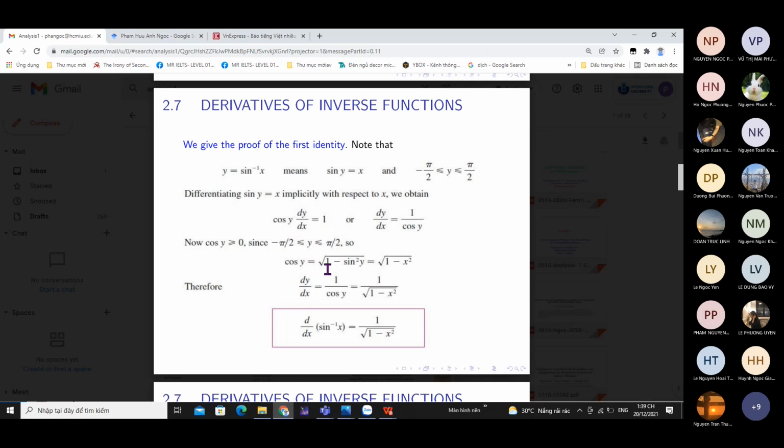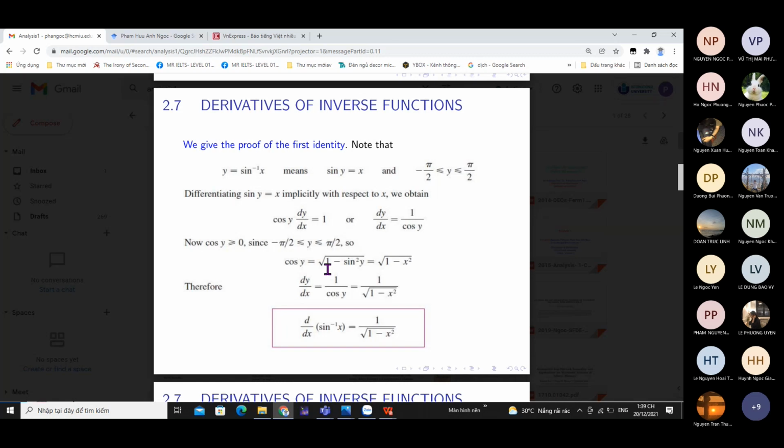Why? Because if we consider x as a function of y, and y is between minus pi over 2 and pi over 2, x is a 1-to-1 function. Here, y is between minus pi over 2 and pi over 2, because if we consider the function x equals sine of y, this function is 1-to-1 if y varies from minus pi over 2 to pi over 2.